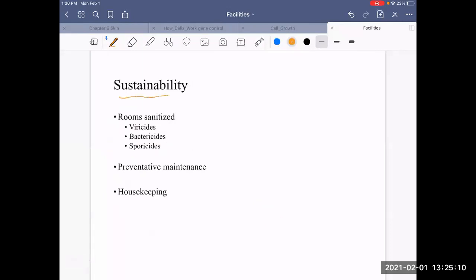Okay, now how do they sustain this? The housekeeping is really super important, and there's preventative maintenance going on all the time. There is a rotation of how they sanitize the rooms. They're going to use different virucides, bactericides, and sporicides in a rotation to make sure that they don't develop any resistance.